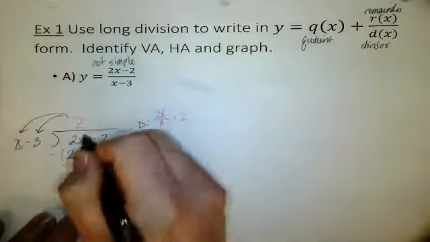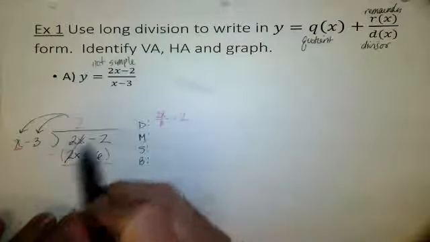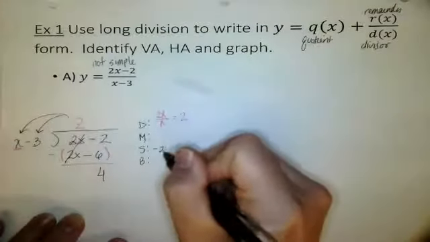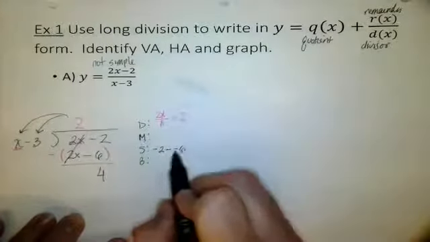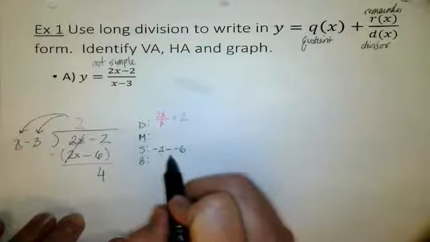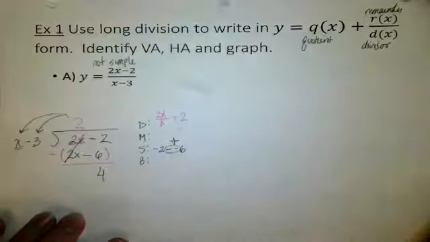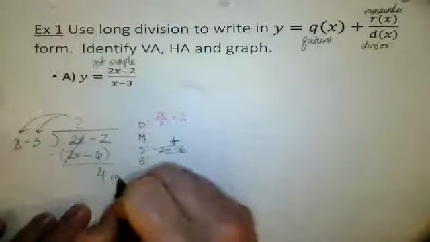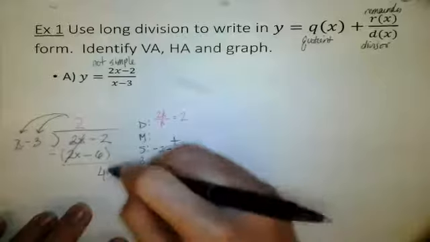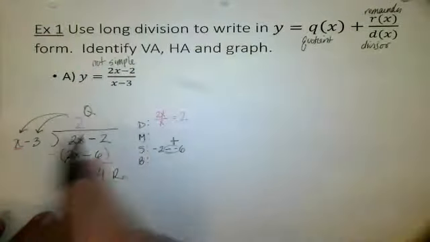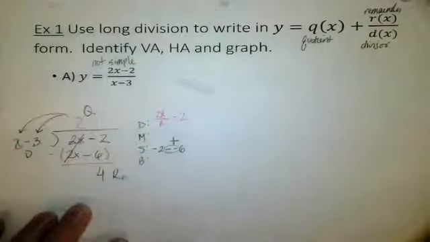2x minus 2x is 0. What's negative 2 minus a negative 6? 4. Negative 2 minus a negative 6. What happens to the minus the negative? Addition, yeah. So that's 2 negatives and 6 positives. Positives win. This 4 is our remainder. I'm just going to put R for remainder. This is our quotient. Here is our divisor.